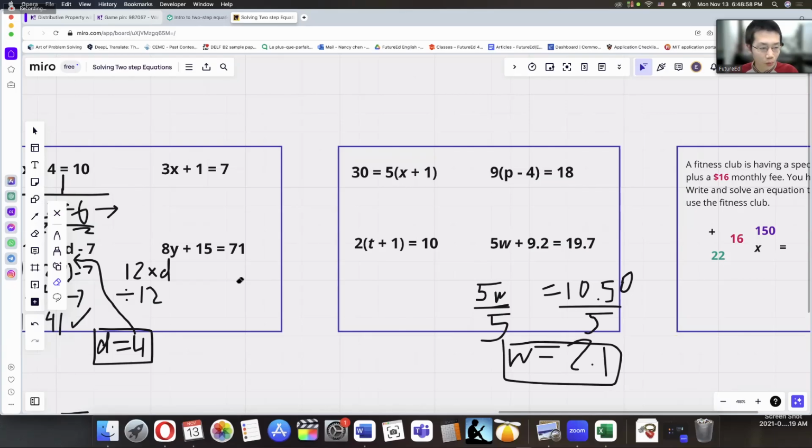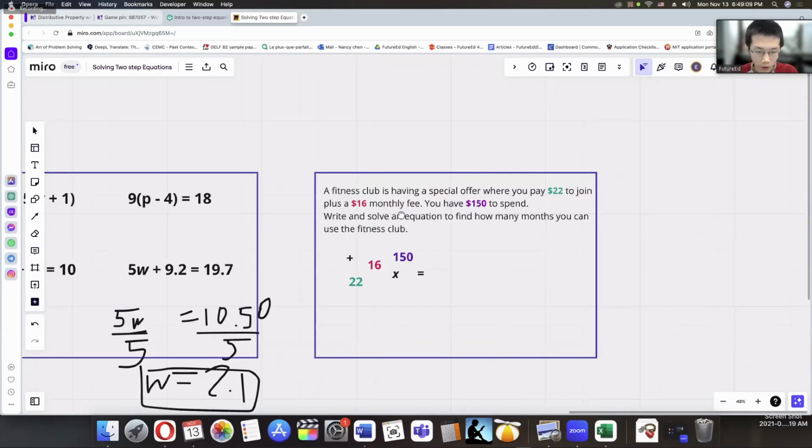So Jager, would you like to try the... Okay, I think we're a bit short on time. So let's actually work on this word problem here.